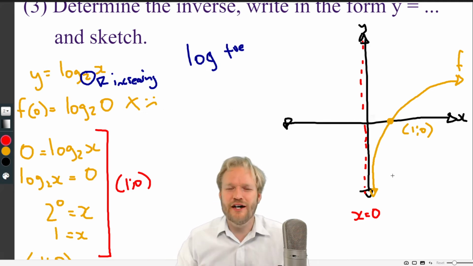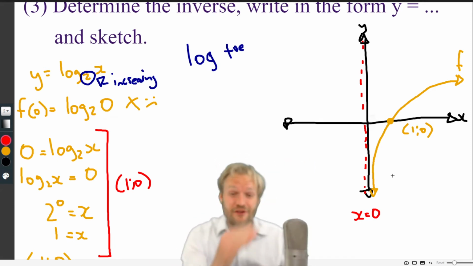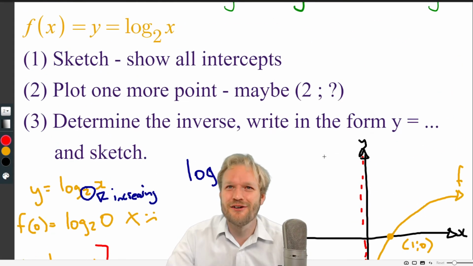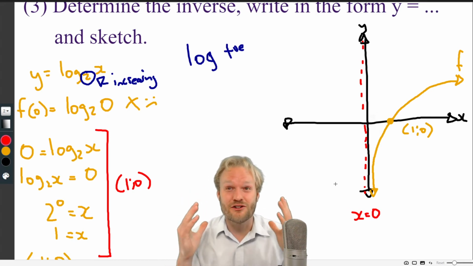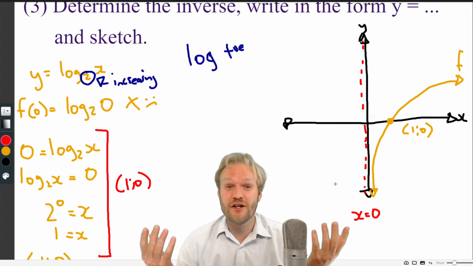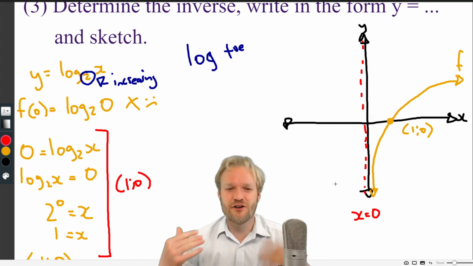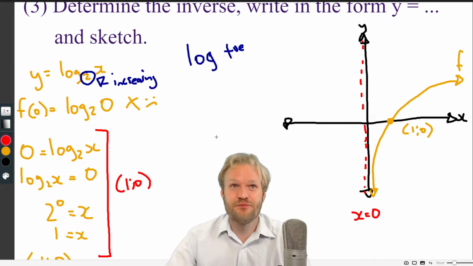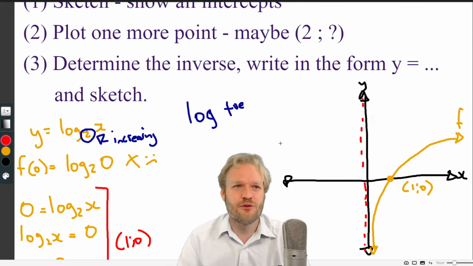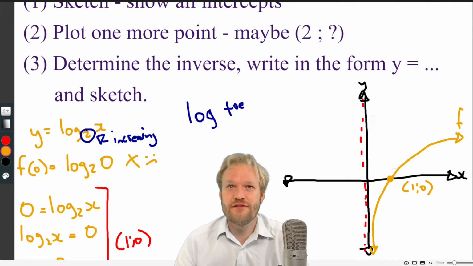So when I wake you up in a fire drill in the middle of the night and ask what log base 2 of x looks like, you'll say, oh, it goes this way. The point is, you've got a good sense of what log base 2 of x looks like, or log base 3 of x, or log base 7 of x. It's going to be increasing and go through the point 1, 0 with an asymptote at x equals 0. Okay, now we can sketch the inverse. Before that, I said we wanted one more point. So let's find another point. Let's go for 2. It must be about here.